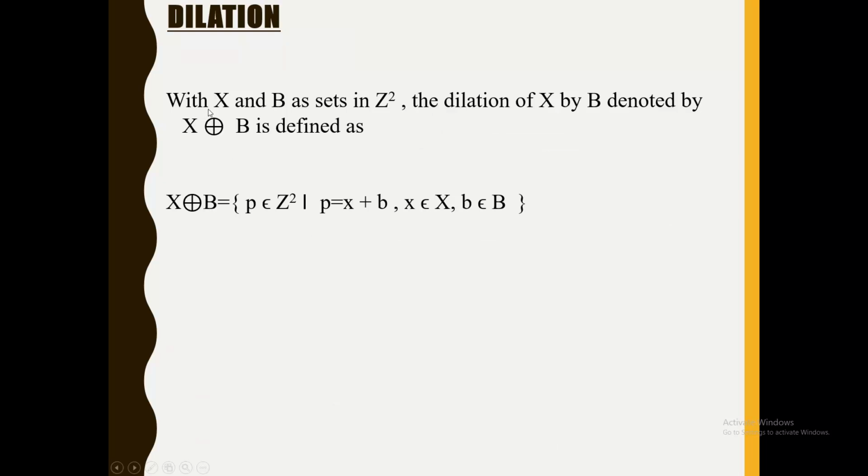Now the definition is: X is an image and B is a structuring element as a set in Z square, that is a two-dimensional space. The dilation of X by B is denoted by this symbol. And the definition is: for all P that is an element of Z square such that P is equal to x plus b, where x is a small element of capital X and small b is an element of capital B.